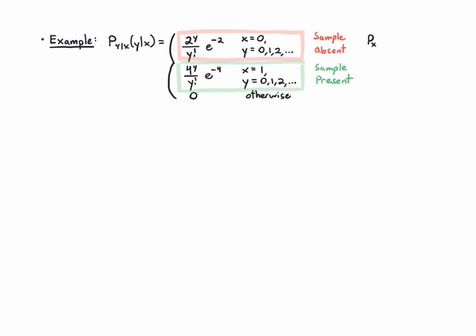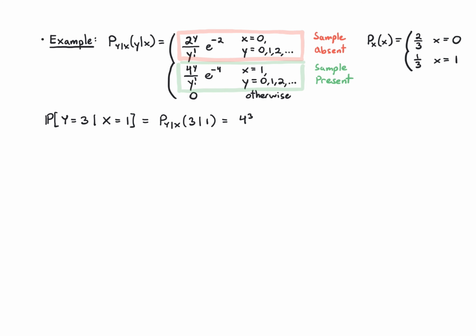Okay, so let's work out some probabilities for this case. And just to have it in one place, I'm going to write the marginal PMF for this Bernoulli X, which is Bernoulli 1/3. So now we have all the information we need in one place. So what's the probability that Y is equal to 3 given that X is equal to 1? Well, that's just plugging into this conditional PMF, 3 and 1. I look up the case where X is 1, I plug in Y, so I get 4 to the 3 over 3 factorial e to the minus 4. That simplifies to 64 over 6, e to the minus 4, which simplifies to 32 over 3 e to the minus 4.